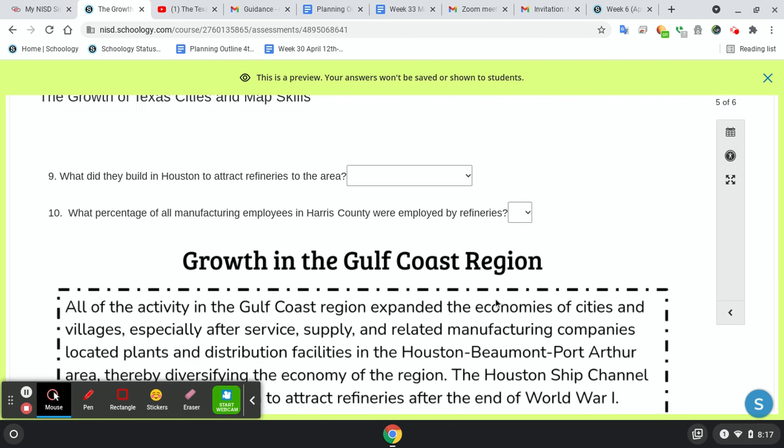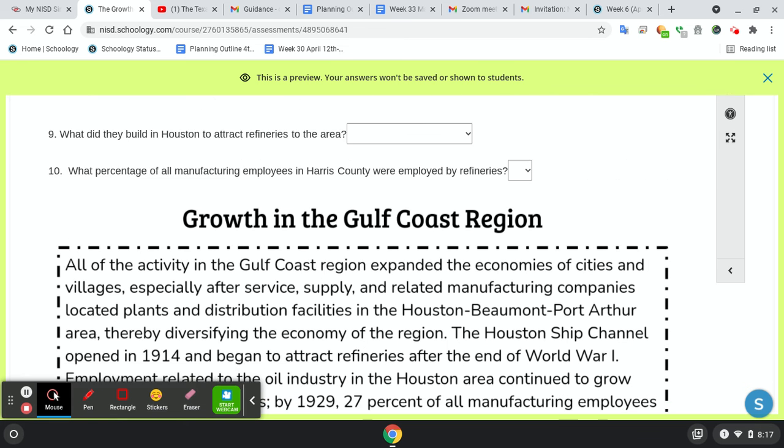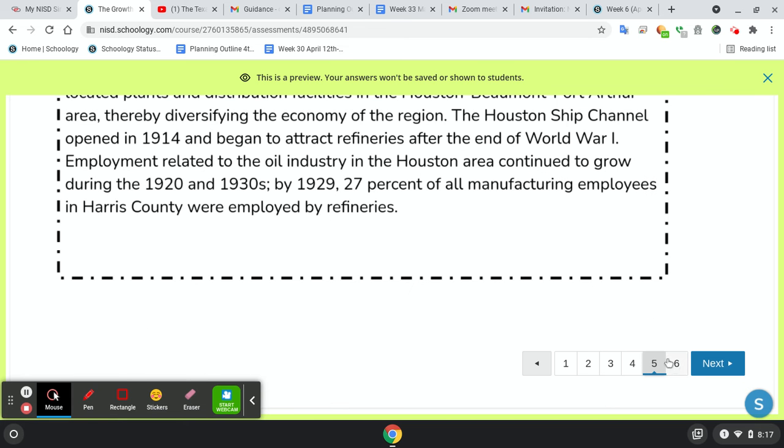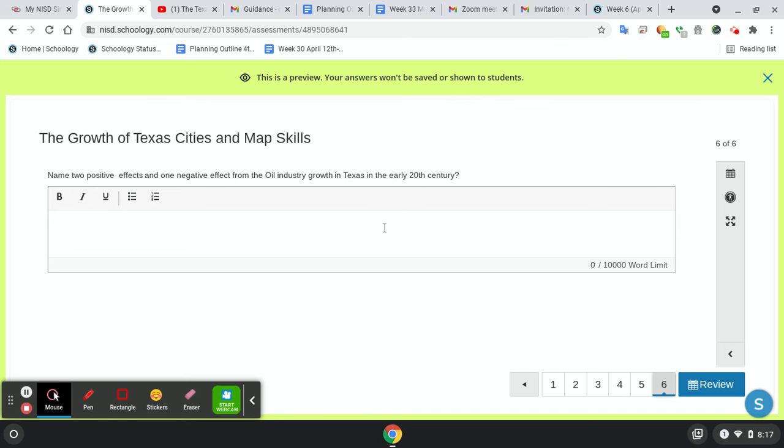Then the 5th one here is questions 9 and 10, some drop downs. So read this. This is growth in the Gulf Coast region. And then finally, name 2 positive effects and 1 negative effect from the oil industry growth in Texas in the early 20th century. So you just list those, and that's pretty much it.